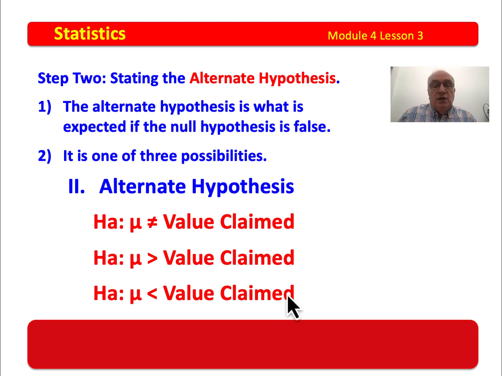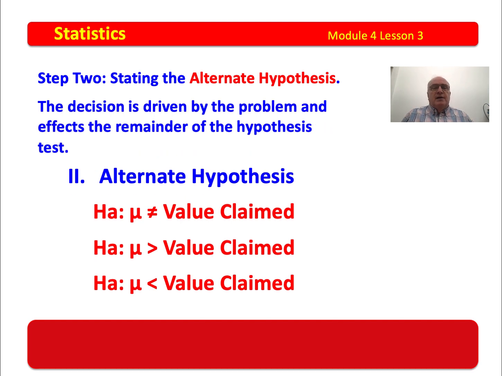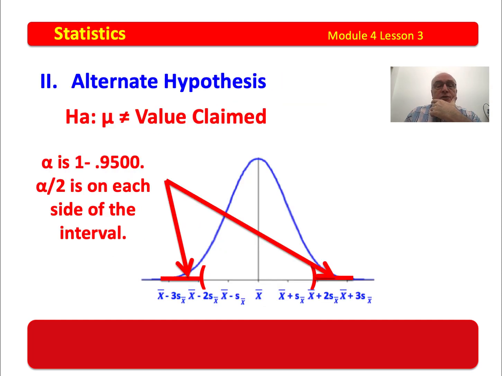Now, which of these do you use? Well, that's determined by the problem. And you have to be clever, you have to read the problem, and use your good judgment and common sense to determine which alternate hypothesis fits. Now, the decision is driven by the problem and affects the remainder of the hypothesis test. You have to get the alternate hypothesis correct. The null hypothesis is very easy. The alternate hypothesis comes from the framing of the problem, and based on which of these 3 it is, then your critical value in step 3 is going to change. I'm going to show you each of these.